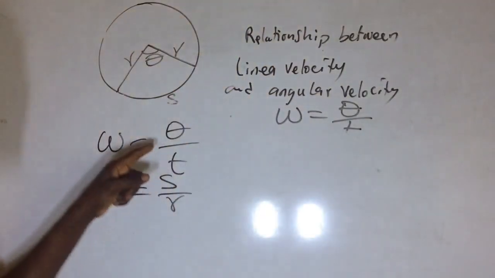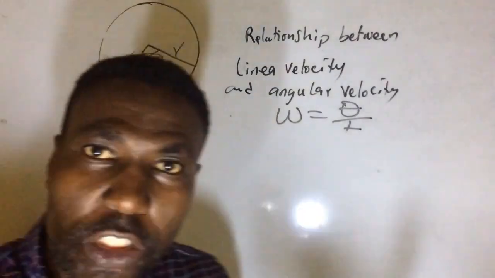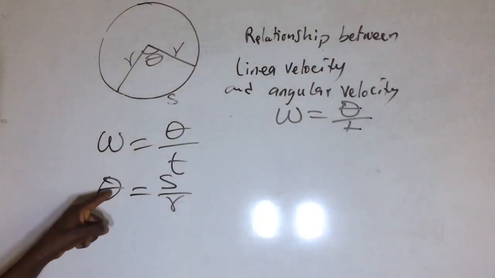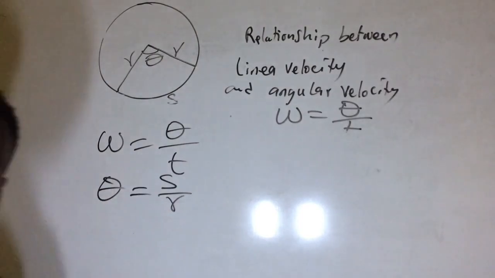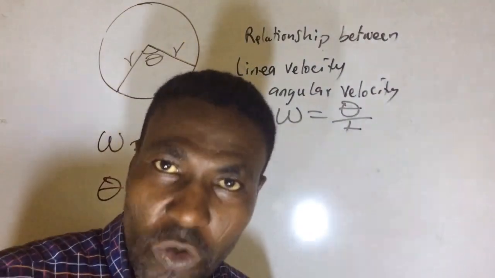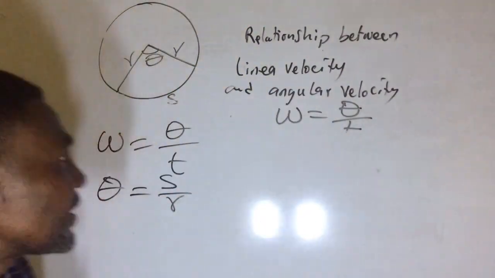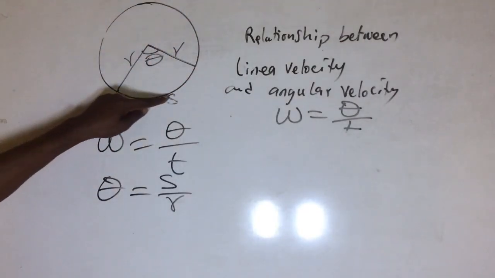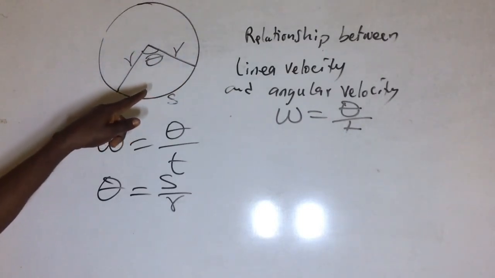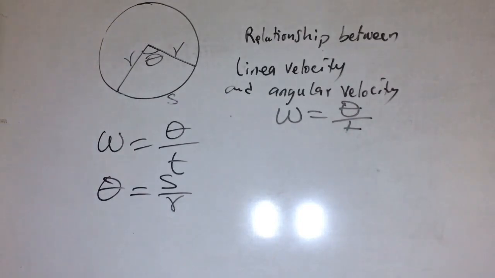Now, this angular displacement can also be gotten from theta equals S all over R. Theta represents this angular displacement, or angle turned through. Then S represents the distance moved in this circumference. Then R is the radius of the circle.